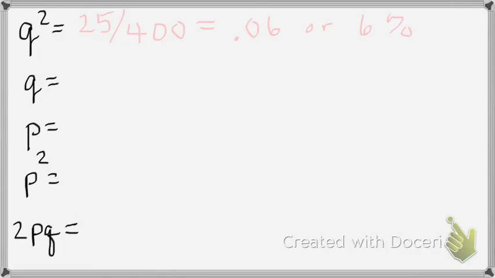All right, how do we get q? Square root of 0.06. I don't have a calculator. Can you help me? 0.24? Yeah. How do we get p?